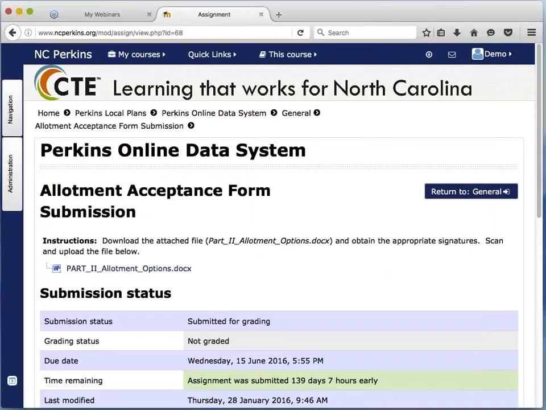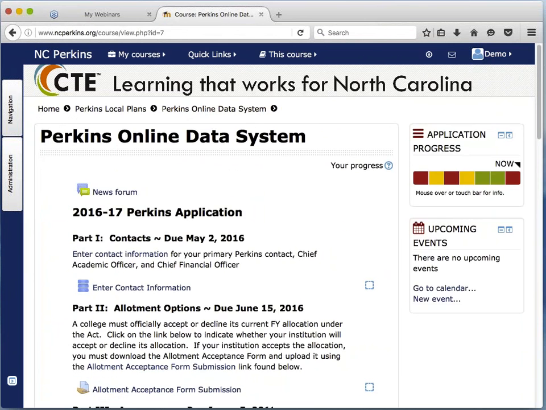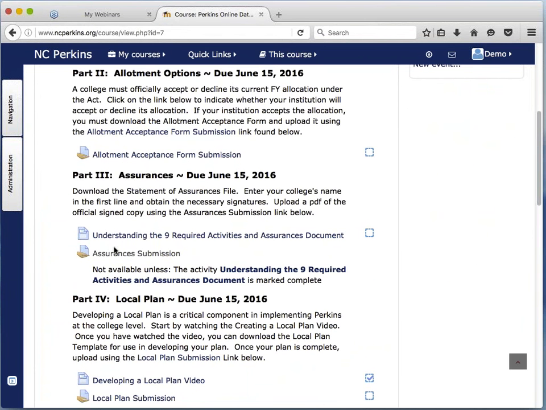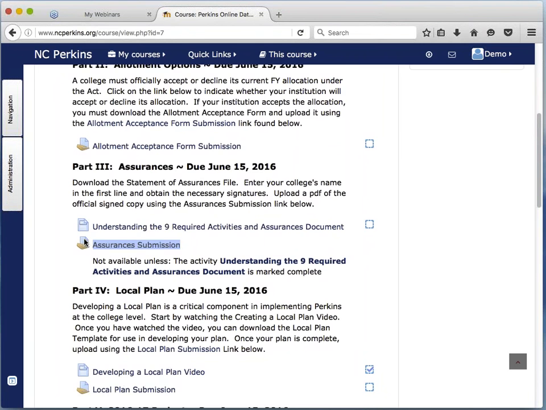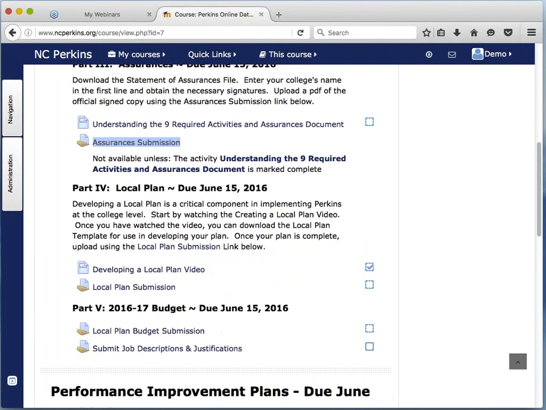And if we jump back over to our data system, and our assurances, there is a short video that talks about the importance of this document that you have to watch before you can click on your assurances. But this document, after you watch the video, this will become available. And basically it lists the 9 activities, and you're signing off that your college is going to plan to do those activities. So then we're going to come down to our local plan document.